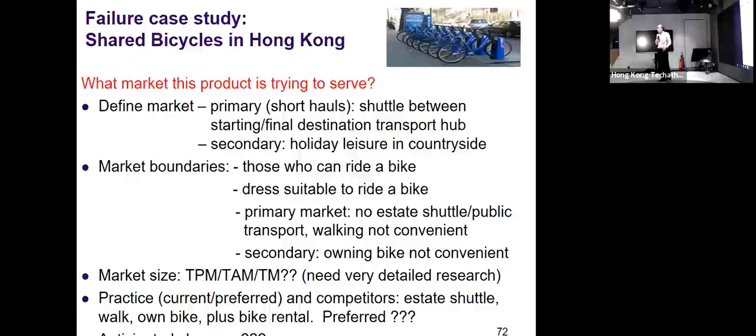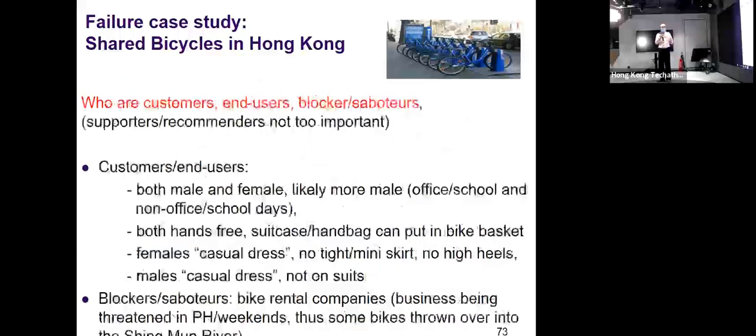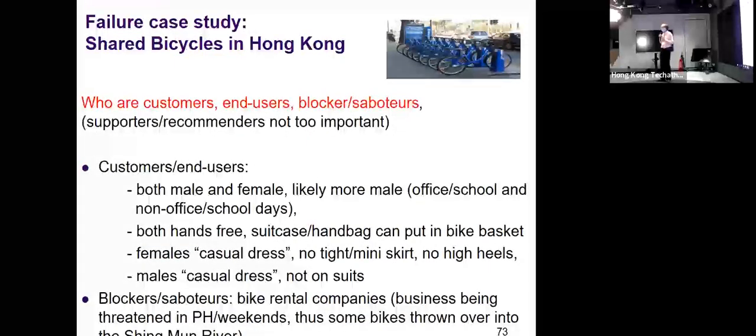Market size, very, very difficult to talk about potential market, addressable market. It's very complicated. The market is so small in size, it is not worth doing. So nobody did. If they did it, they won't jump. They won't fail. The practice, shuttle, walk, and so on and so forth. How interesting.